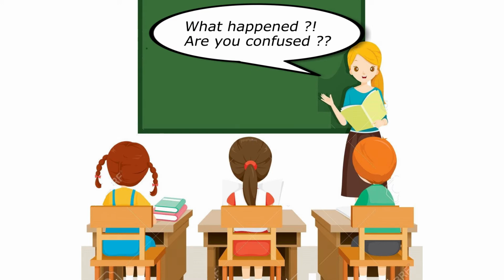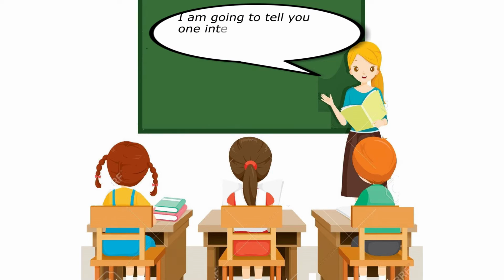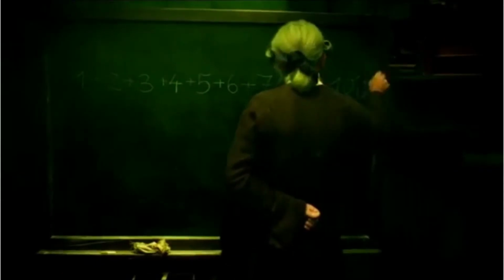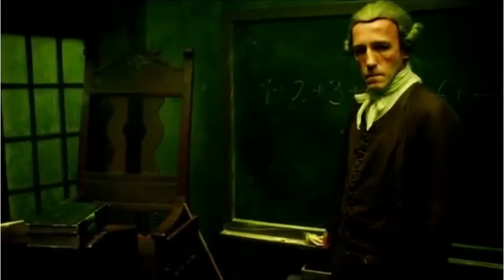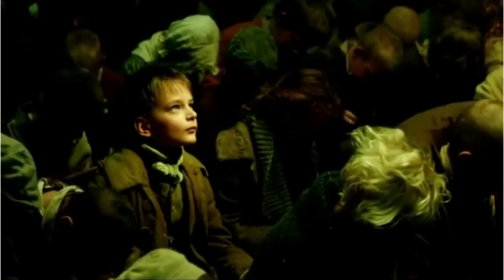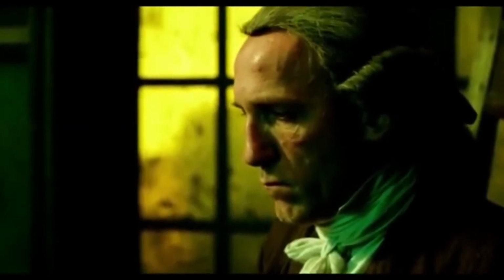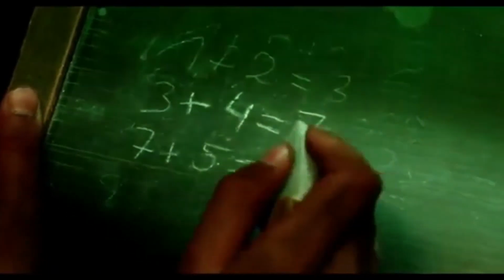What happened? Are you confused? Please don't be confused. I am going to tell you one interesting story which will clear your doubt. 300 years ago, there was a single teacher school in Germany. One day, the teacher wanted to do some work and wanted peace in class. So he tried to occupy all students with a lengthy addition. They were asked to add all integers from 1 to 100.